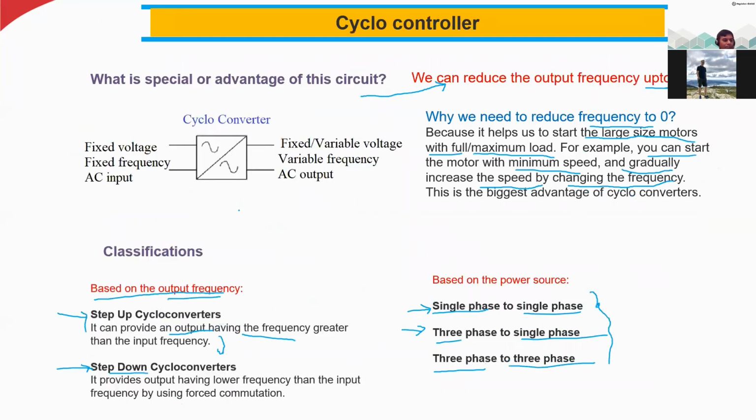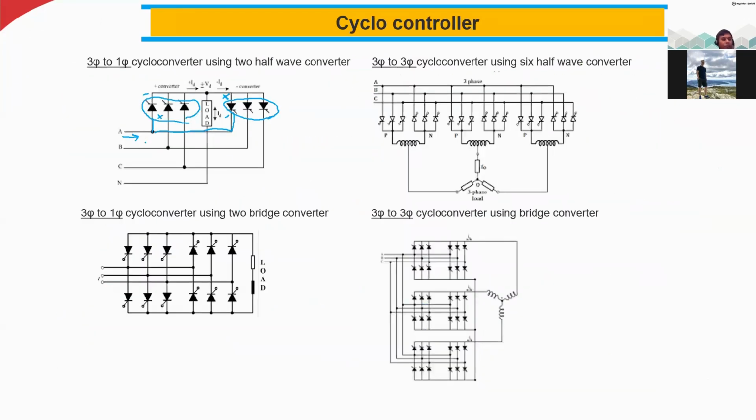So we are getting the output from one point on this bus, and then we tap it out and connect it to the load. It can be an R load, an L load, an RL load, or whatever the load, and then the other point of the load is connected to the neutral. So this is the 3 phase to single phase cycloconverter.